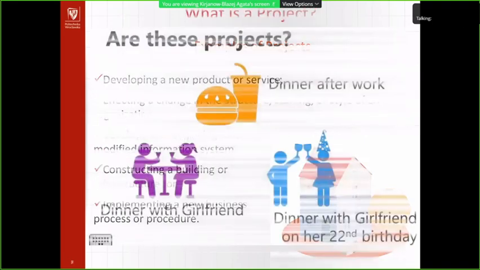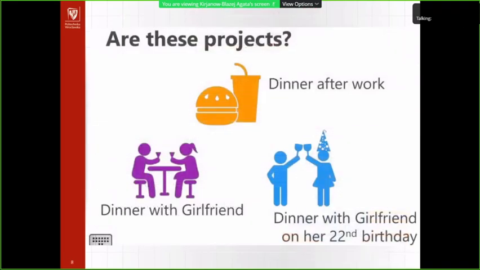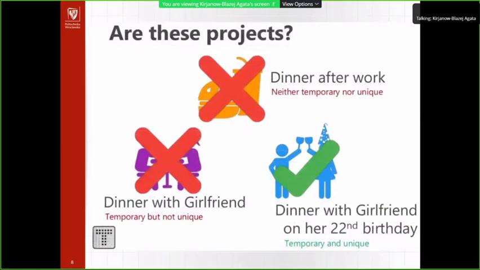And let's think which one is a project. Of course, dinner with a girlfriend for her 22nd birthday, because it's temporary and unique.